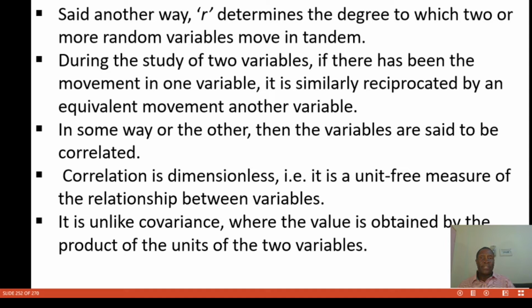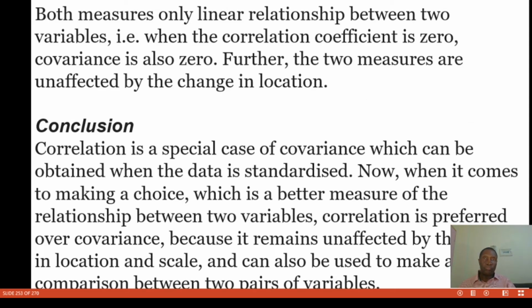Got to emphasize here that correlation is dimensionless. It is a unitless measure of the relationship between two variables. It is unlike covariance. In covariance, the value is obtained by the product of the units of the two variables. Both measure only the linear relationship between two variables. When the correlation coefficient is zero, covariance is zero. Further, the two measures are unaffected by the change in location. So the conclusion here is that correlation is a special case of covariance which can be obtained when the data is standardized.